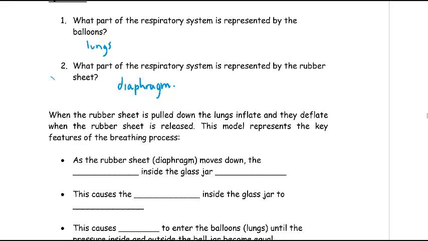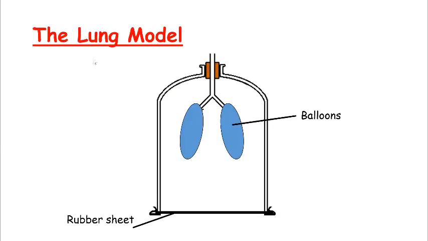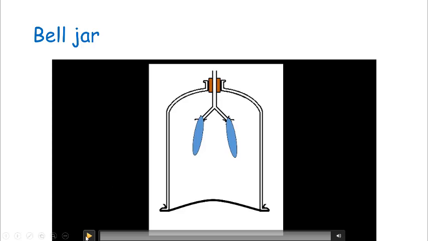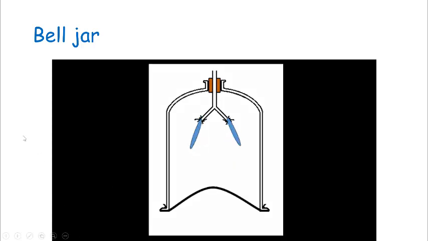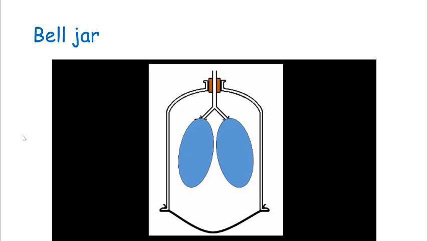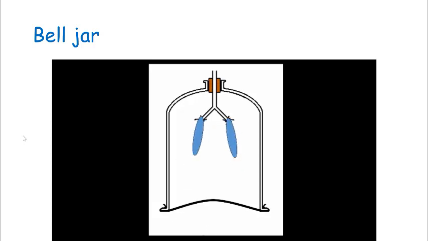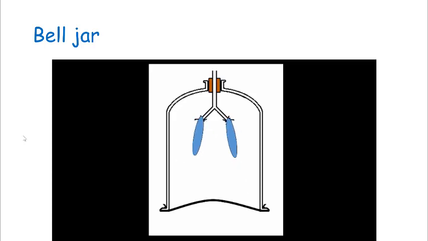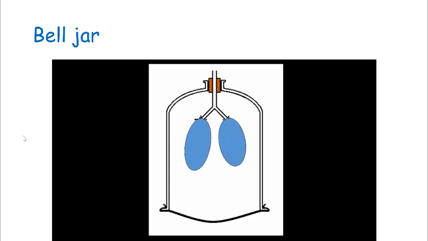Now, let's pause it there and I'll show you a little animation. So here we are, and here's our little animation. So what you can see here is, you pull the rubber sheet down and the balloons inflate. You push it up and the balloons go down. Pull it down, the lungs inflate. Push it up, the lungs deflate. Pretty cool, eh?